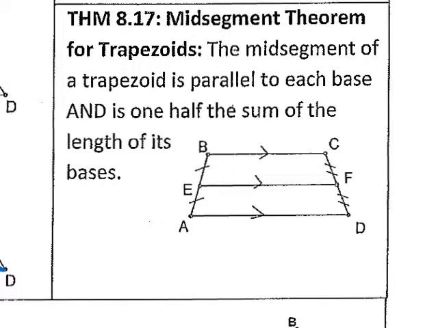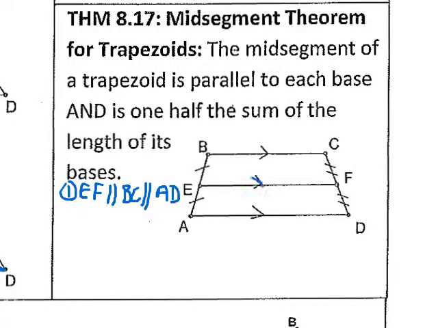Midsegment theorem for trapezoids says this: the midsegment of a trapezoid is parallel to each base and is 1/2 the sum of the lengths of its bases. So it says two things. Let's be careful here. It says one, that EF is parallel to BC, which is parallel to AD.